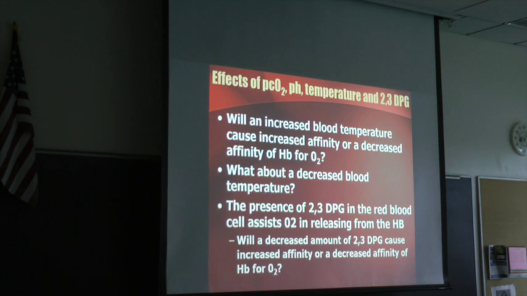And it asks, will a decreased amount of 2,3-DPG cause increased affinity or a decreased affinity of hemoglobin for oxygen? So if you don't have that chemical, what do you think happens? Yeah, it holds on, it can't let go because it doesn't have that chemical that allows it to let go. So if you don't have enough 2,3-DPG in the red blood cell, you have increased affinity because it can't let go.